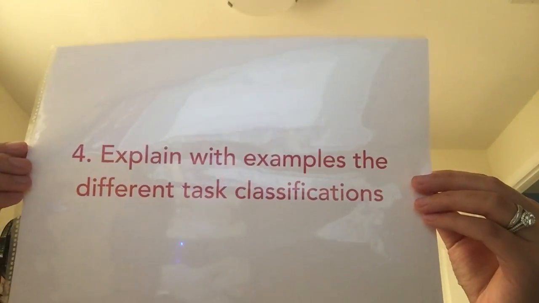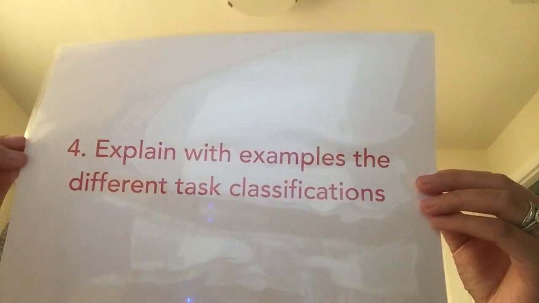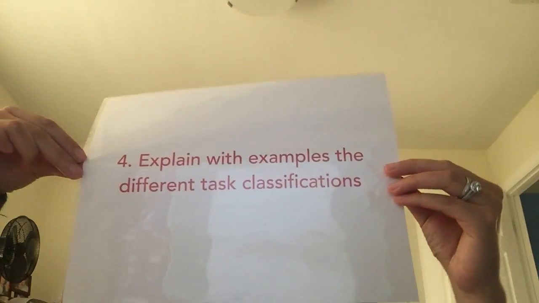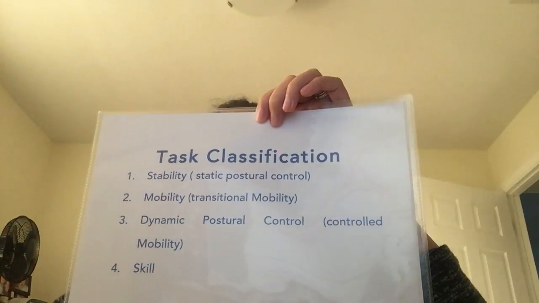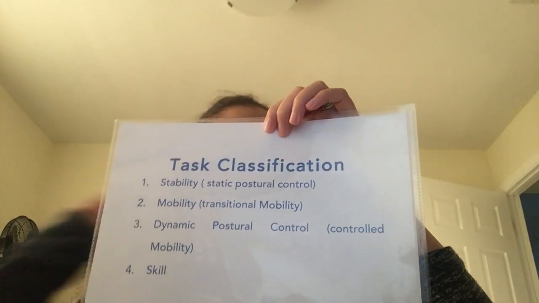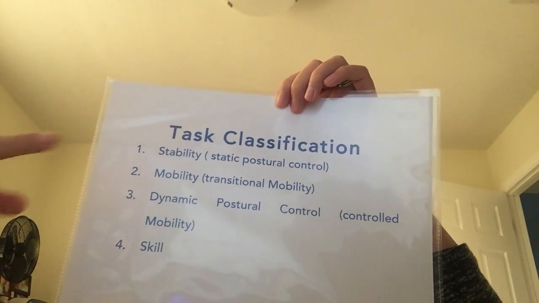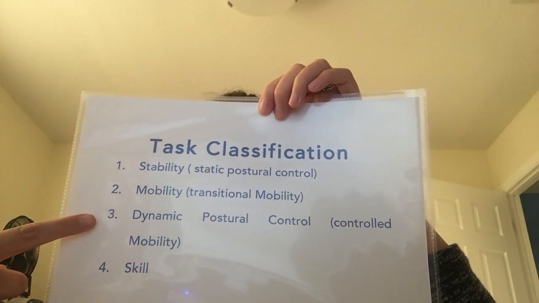I am responsible for question 4, which I have to explain with examples of different task classifications. A task can be classified according to the type of motor control required during the performance of activity. We have task classifications, and we have 4 of them. The first one is stability. The second one is mobility. The third one is dynamic postural control, and the fourth one is skill. I'm going to be responsible for the first two.